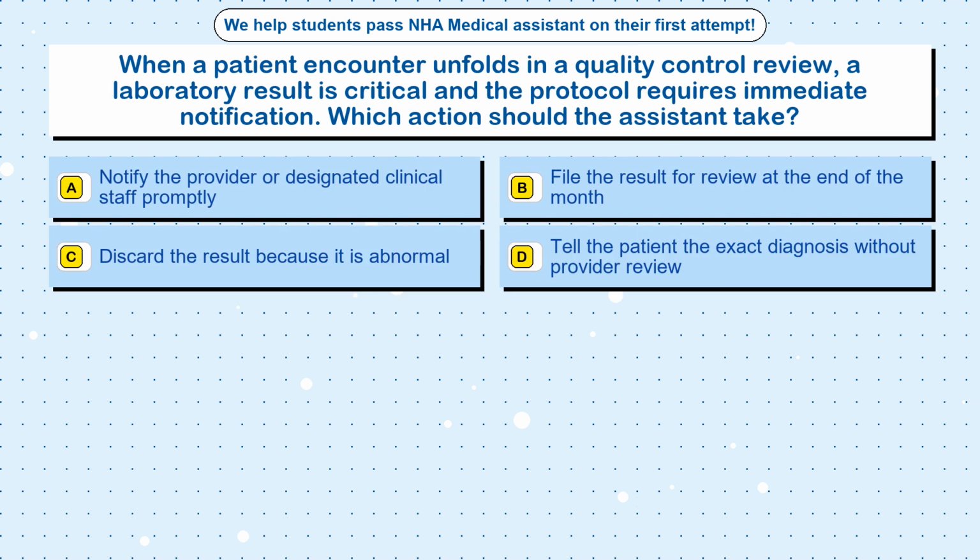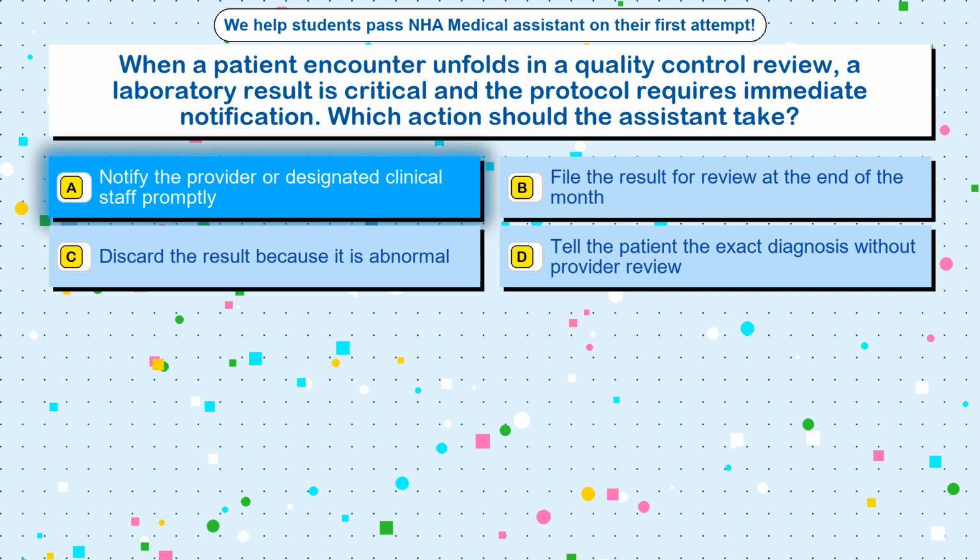Question 19. When a patient encounter unfolds in a quality control review, a laboratory result is critical and the protocol requires immediate notification. Which action should the assistant take? Option A, notify the provider or designated clinical staff promptly. Option B, file the result for review at the end of the month. Option C, discard the result because it is abnormal. Option D, tell the patient the exact diagnosis without provider review.